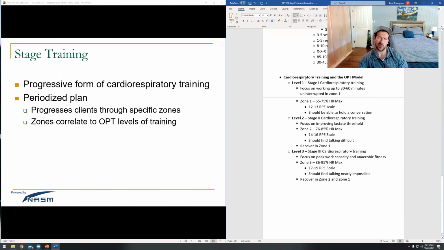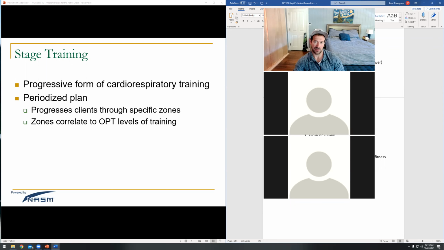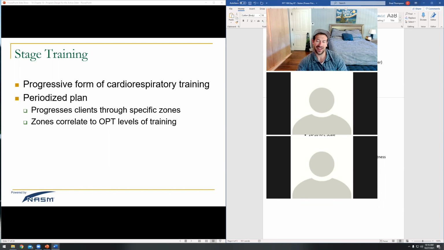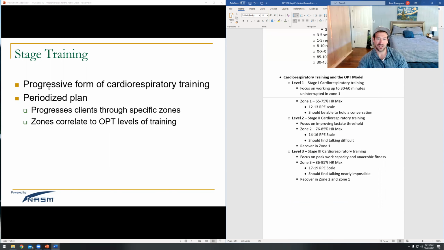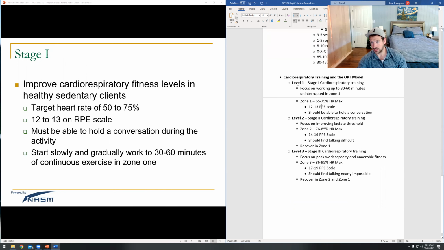So this PowerPoint gets a little weird here. I think they just did this so that they could get the homework to have some cardio questions in it for tomorrow. But here is stage training, right? For stage training, you're going to progress from cardiorespiratory stage 1 to stage 2 to stage 3, moving through specific zones. Just like we talked about the other day, level 1 usually corresponds with stage 1 clients. It focuses on working your way up to about 30 to 60 minutes uninterrupted, between 65 and 75% of your heart rate max. If you can do it right around 70, it's in the middle, it's perfect. It's like a 12 to 13 on the RPE scale. Talk test: you should be able to hold a conversation pretty comfortably.